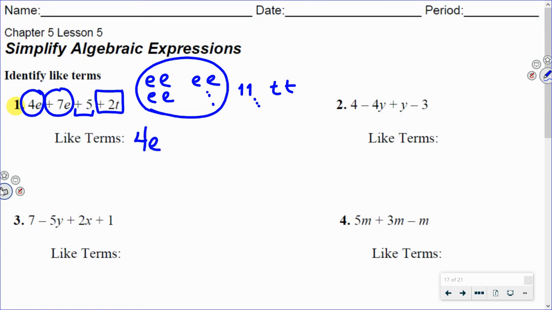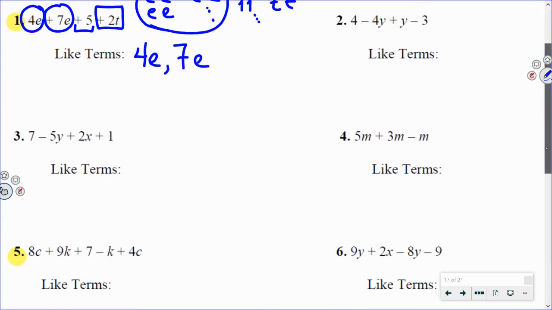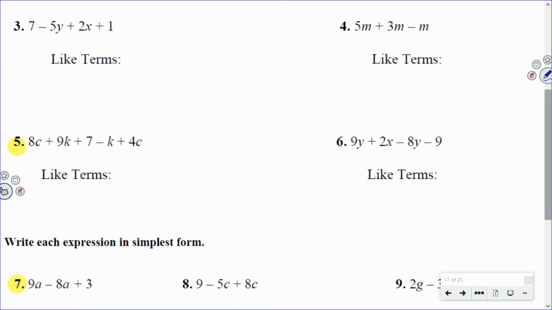So in this case, there is only a single pair of like terms, and that would be the E terms with coefficients of 4 and 7. Hop on down, if you would be so kind, to number 5, where again you will find it might be easier to identify if you circle and box in and underline some key things. Except I boxed in the K's, circling the C's.